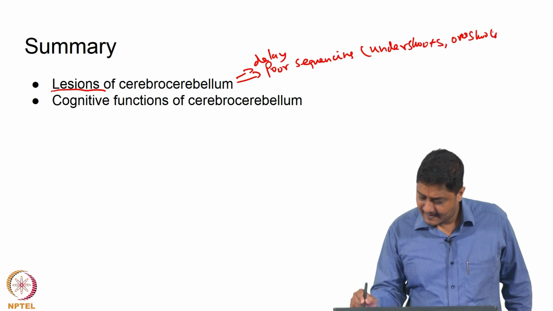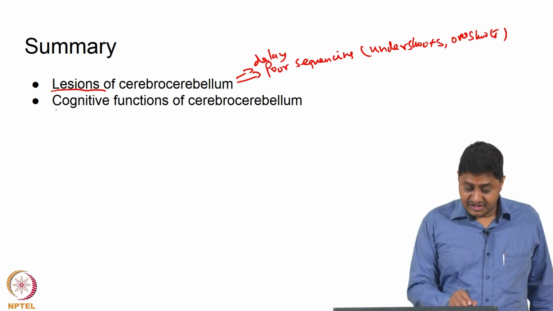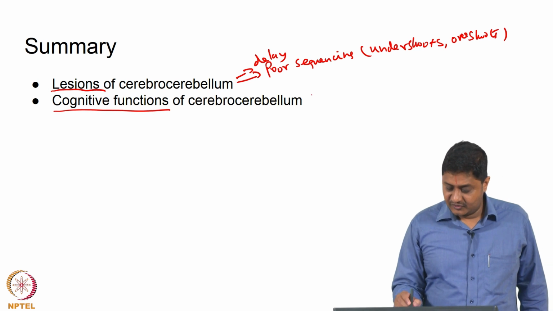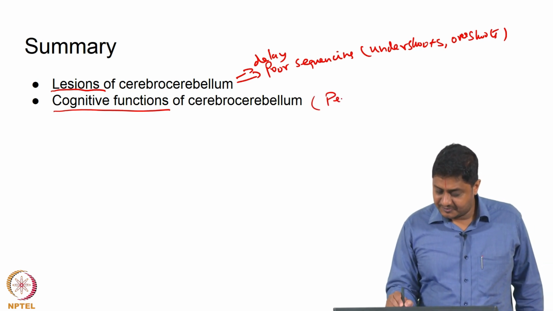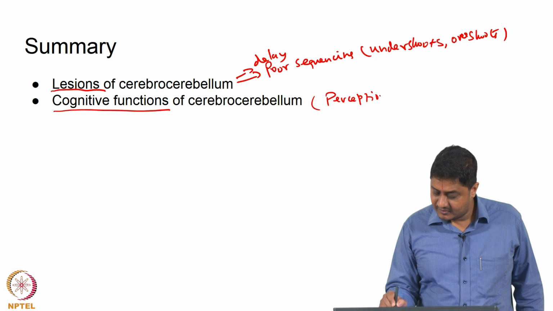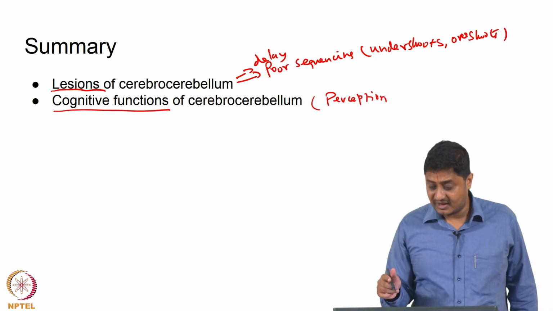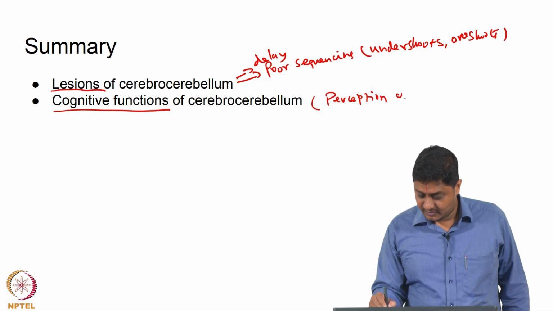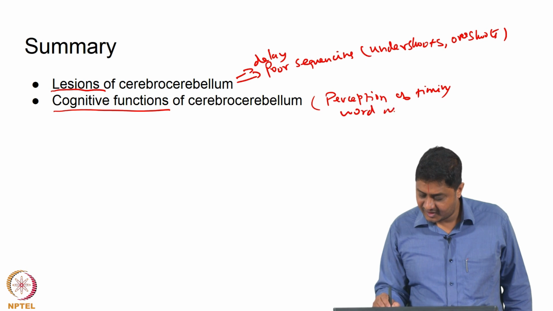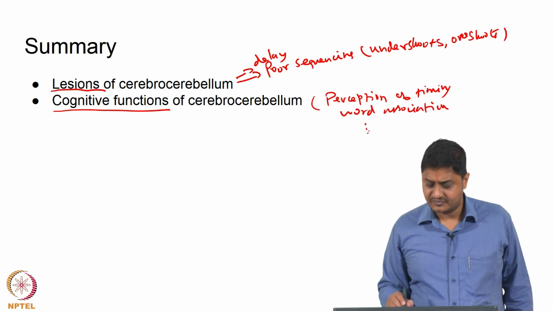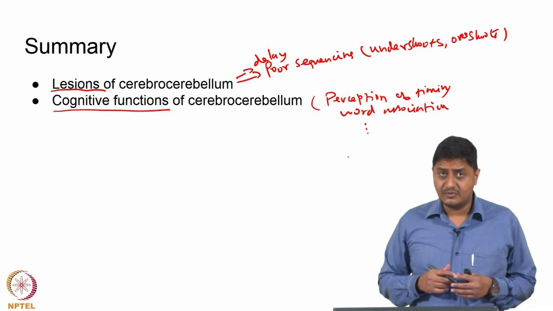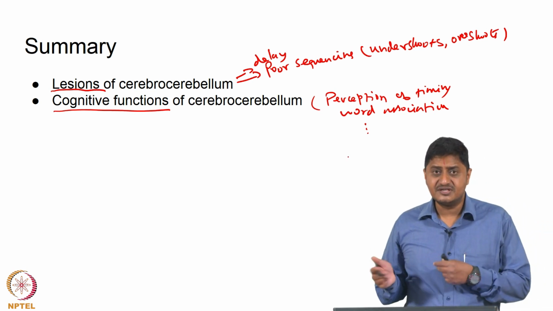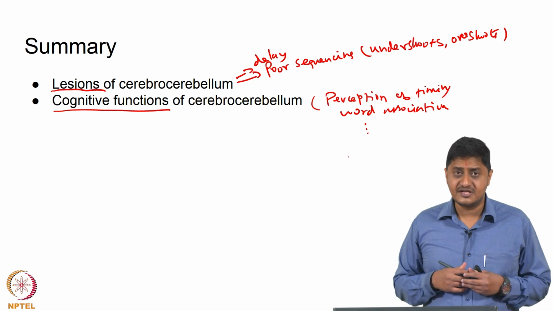And what are the cognitive functions of the cerebrocerebellum? This means perception of timing, for example, not just timing of motor activities, but also perception of timing, word associations for example, and solving puzzles, etc. So, with this we come to the end of this class. In future classes we will discuss the possible role of the cerebellum in motor learning.